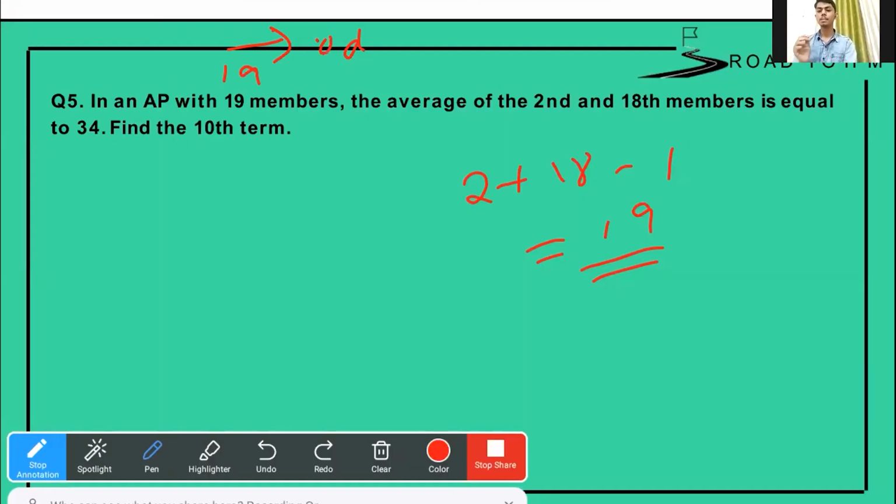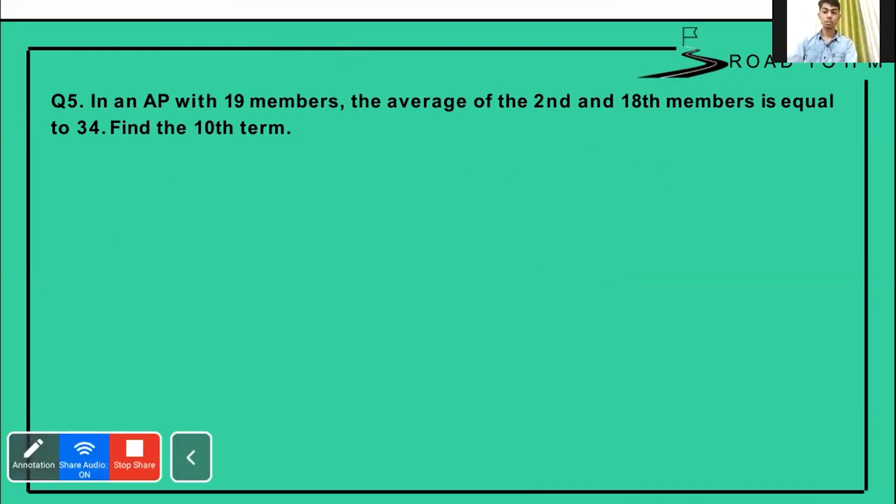What was the specialty when there is an odd number of terms? The middle term would be the average. So the average of corresponding terms will be equal to the 10th term, right? So the 10th term would be 34. Easy.